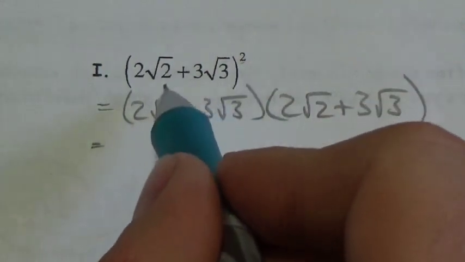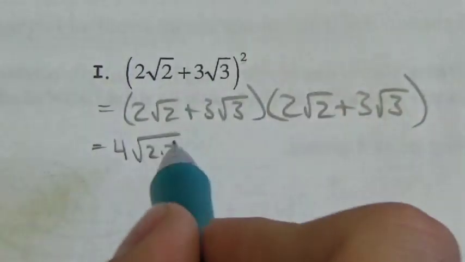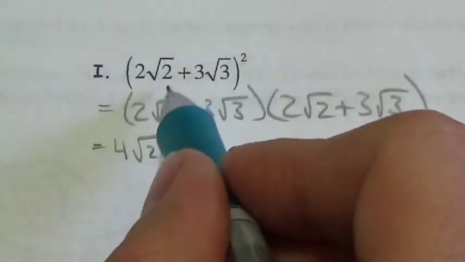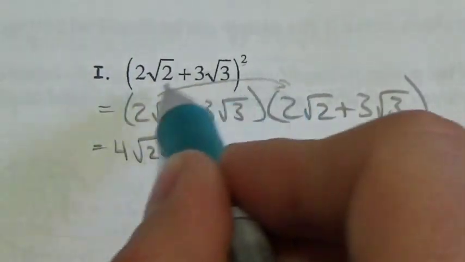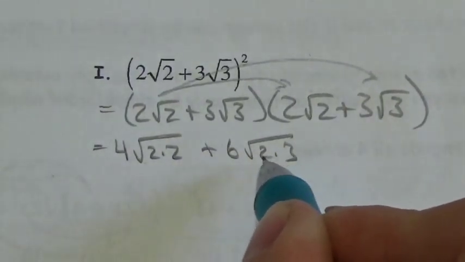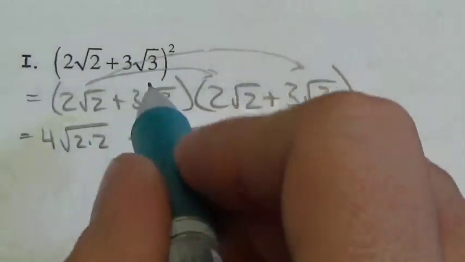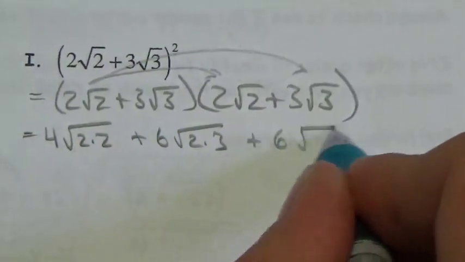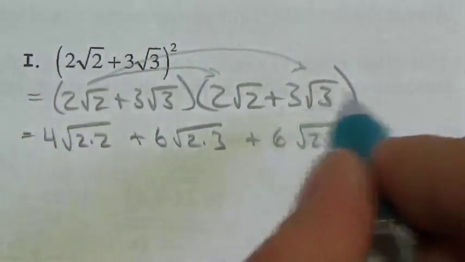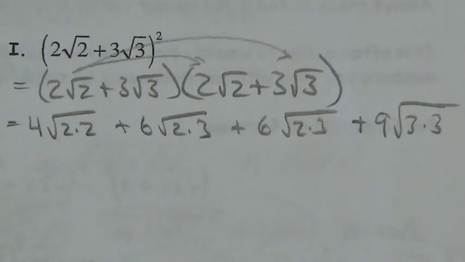So now 2 root 2 times 2 root 2 will be 4 root 2 times 2. So bear in mind that I've already kind of set up this pattern here, that I'm just going to write those out together first to see if it'll help me simplify. And then 2 root 2 multiplied by 3 root 3 will be 6 root 2 times 3. I don't see any doubling up of the factors. I'm just going to multiply those together in a bit. 3 root 3 times 2 root 2 will be 6 root 2 times 3. I don't see any pairing up there. And then 3 root 3 times 3 root 3 will be 9 root 3 times 3. But I do see pairing up there, which is good.